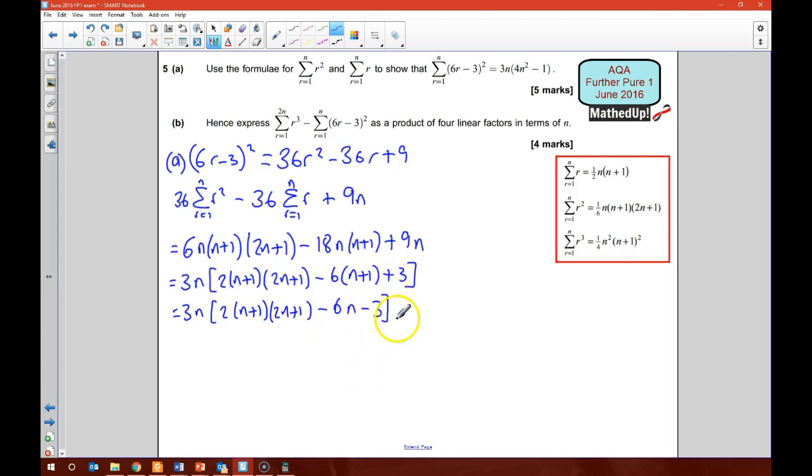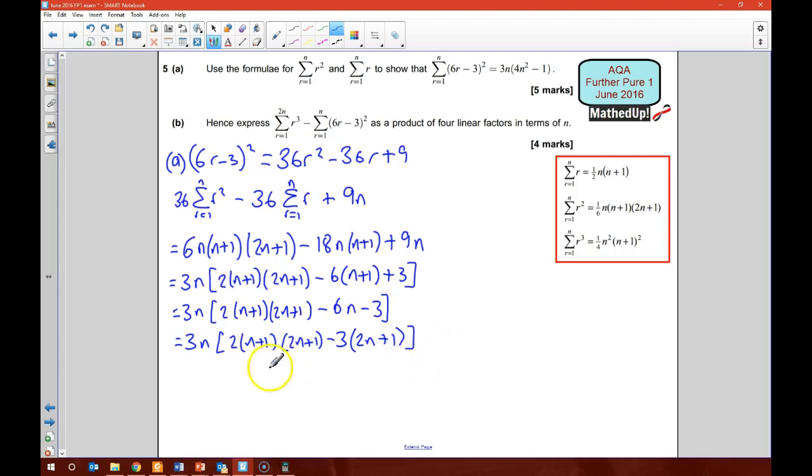Okay, and now this part here is going to factorize, so let's do another line. 2 times n plus 1 times 2n plus 1, and here I'm going to subtract, and a common factor here is 3, and that's going to be 2n, so that will give me the subtract 6n bit, and plus 1, which will give me the subtract 3 bit.